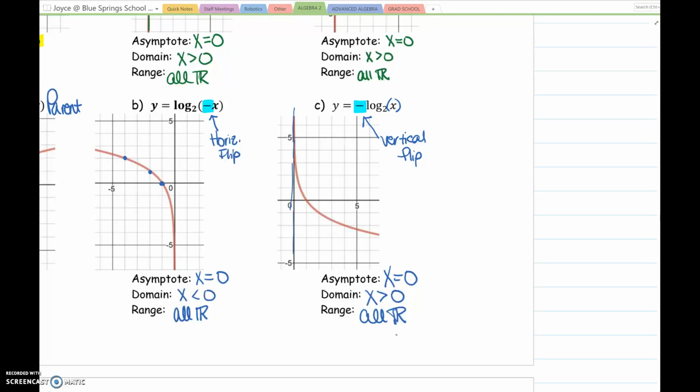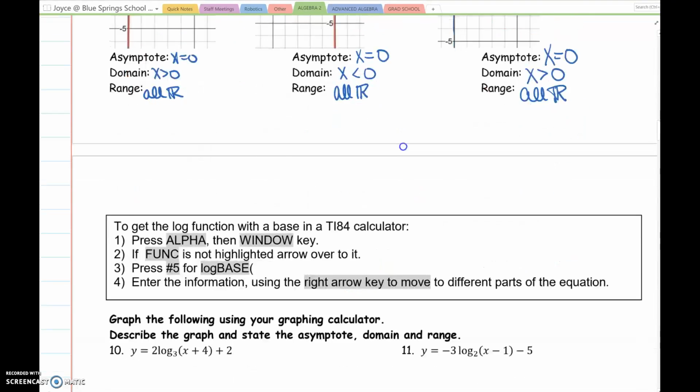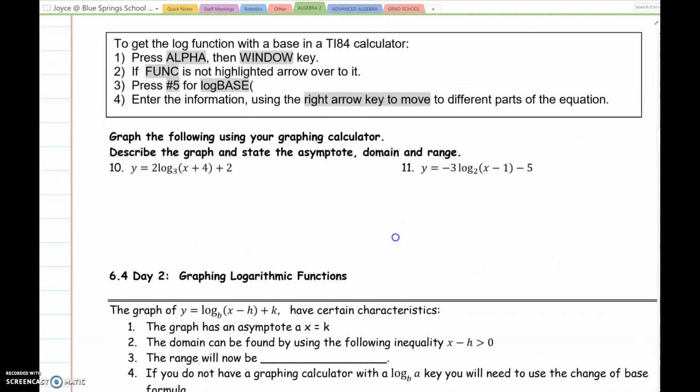Okay. On the next page, we're going to practice entering these into our calculator. Tomorrow, we are going to graph them and put the points on a graph. Today, we're just going to look at what happens and practice putting it in the graph. So take a look at number 10. This is the log equation that we're going to enter.